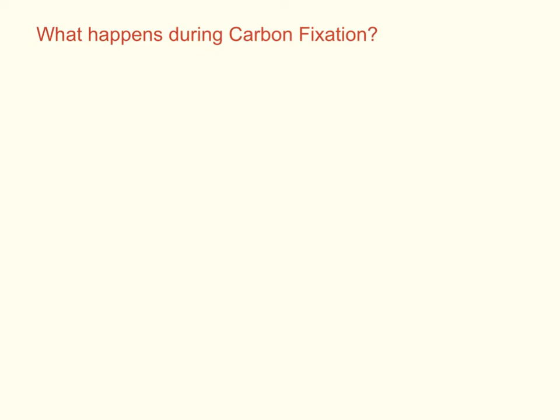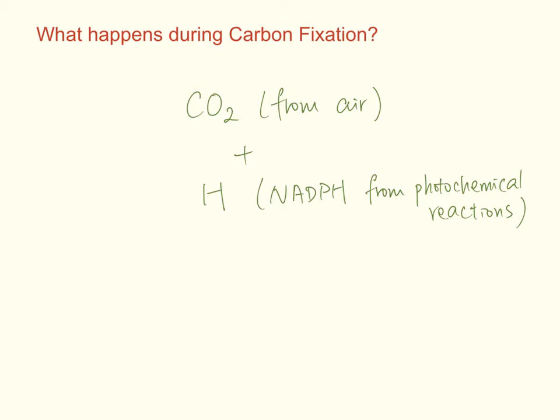This video talks about what happens during carbon fixation. Now, as a review from last lesson, you have learned that carbon dioxide comes from air and it will combine with H atoms. These H atoms are now held by NADP, the carrier, from photochemical reactions. Carbon dioxide as well as H will combine to form glucose, which is the immediate product of photosynthesis.